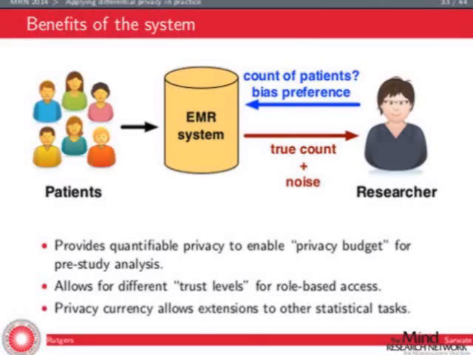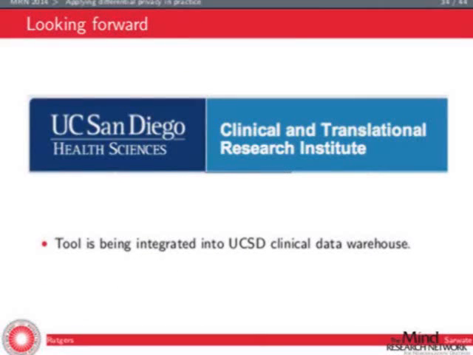Furthermore, because I'm using this epsilon as a privacy currency, I can extend this beyond just counts of patients. I can allow people to, say, compute a classifier on the existing data to see whether there is a strong signal for some variable being able to tell me something between high risk and low risk. This is actually being integrated into the UCSD clinical data warehouse through a tool called Cricket, which is an acronym that I can't remember exactly what it stands for. Clinical Records Ticket.